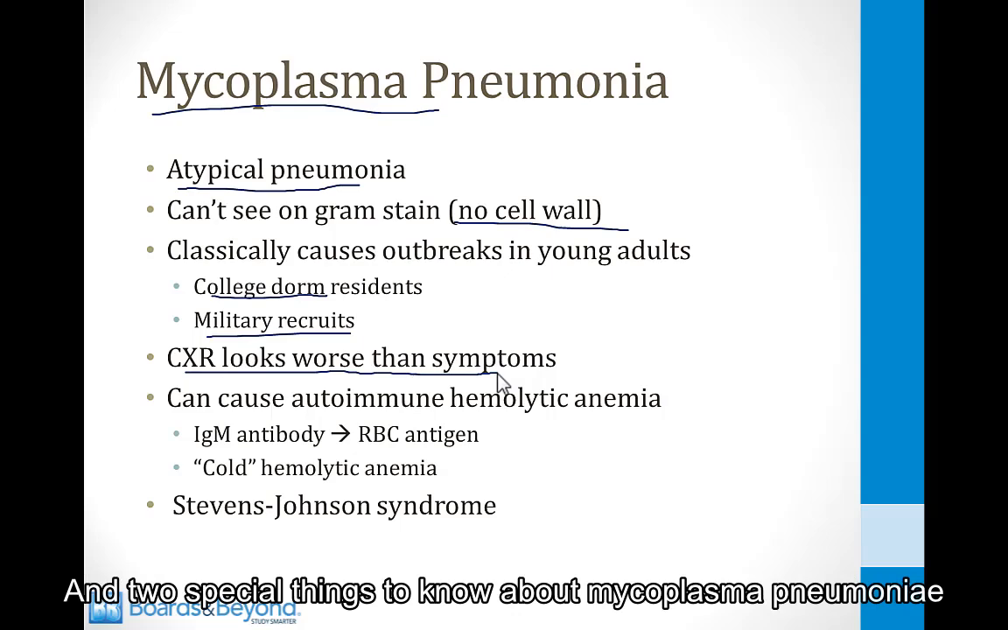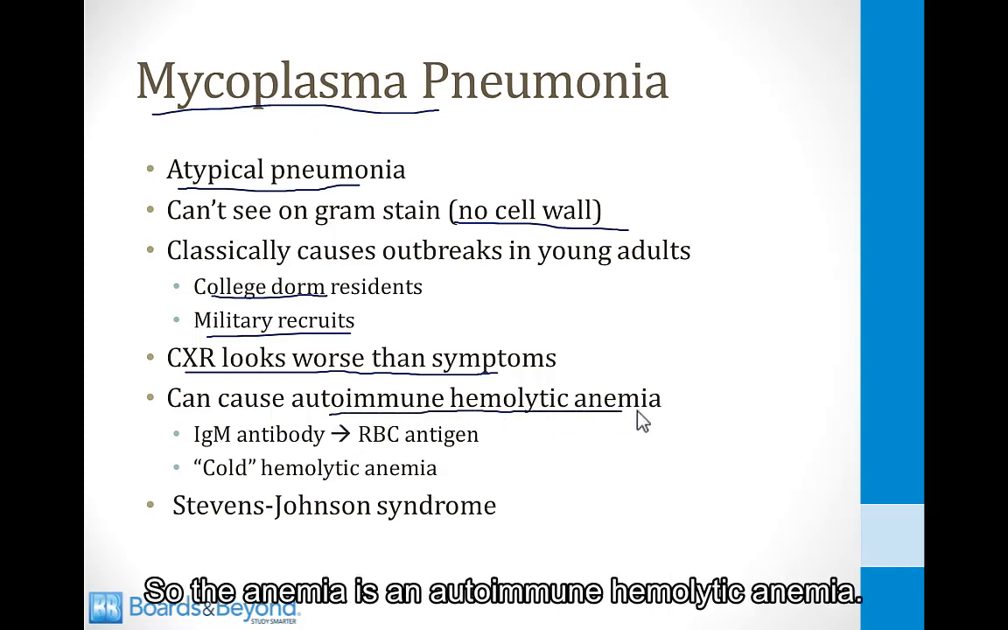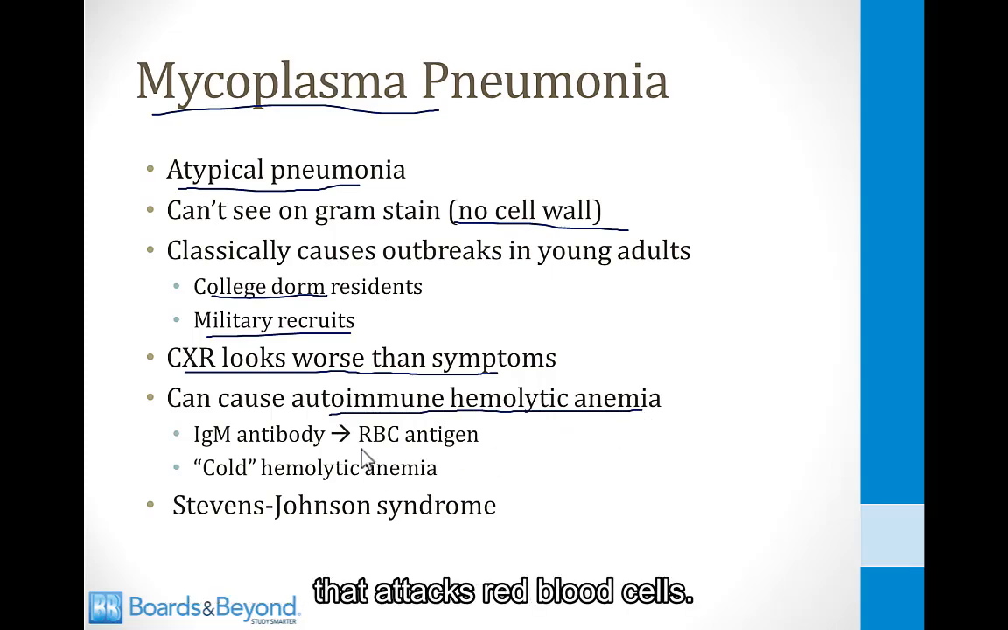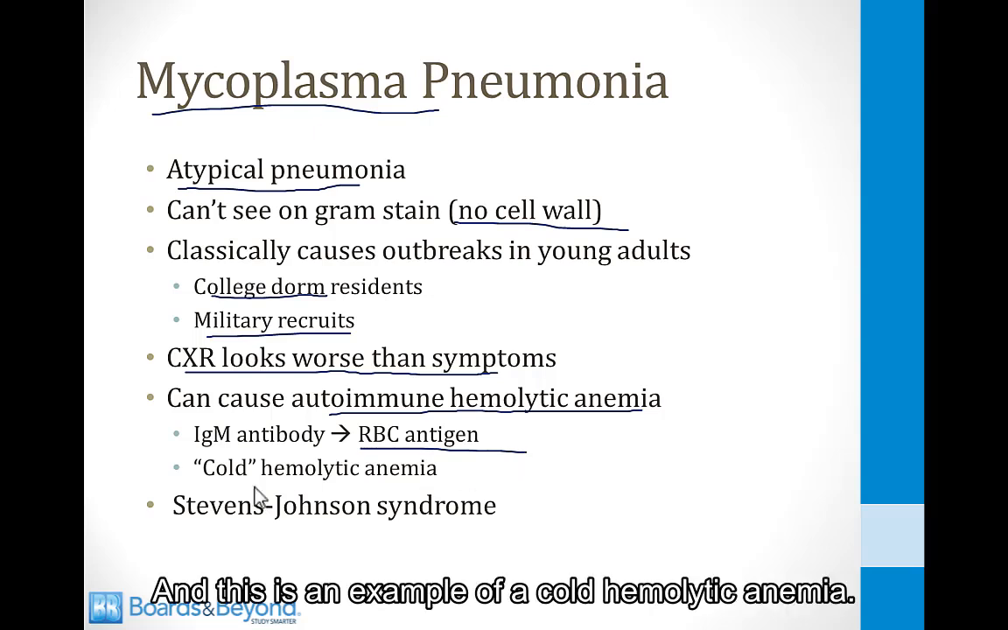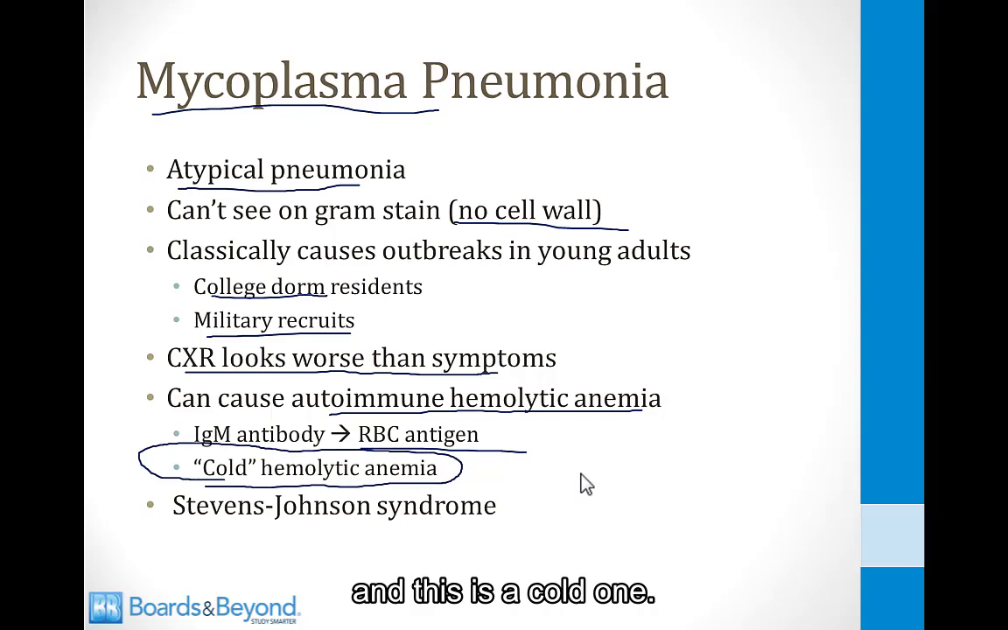And two special things to know about Mycoplasma pneumonia are that it can cause anemia and skin disease. So the anemia is an autoimmune hemolytic anemia. There's an IgM antibody produced from infection that attacks red blood cells. And this is an example of a cold hemolytic anemia. There are both warm and cold anemias, and this is a cold one.